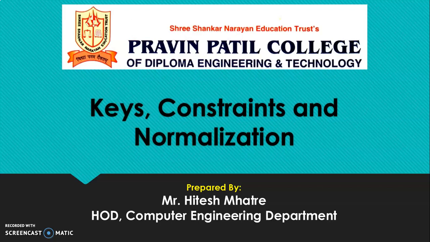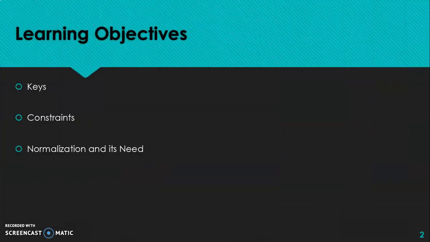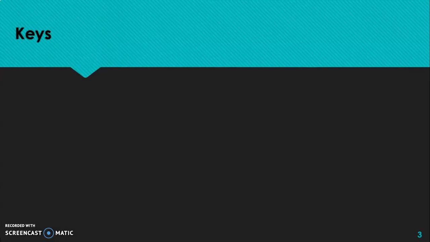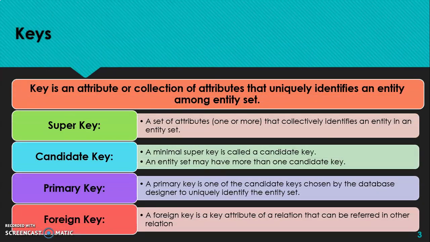Today we are going to learn about keys, constraints and normalization. So the learning objectives are keys, constraints, normalization and its need. Now, starting with the keys. Now what is a key?